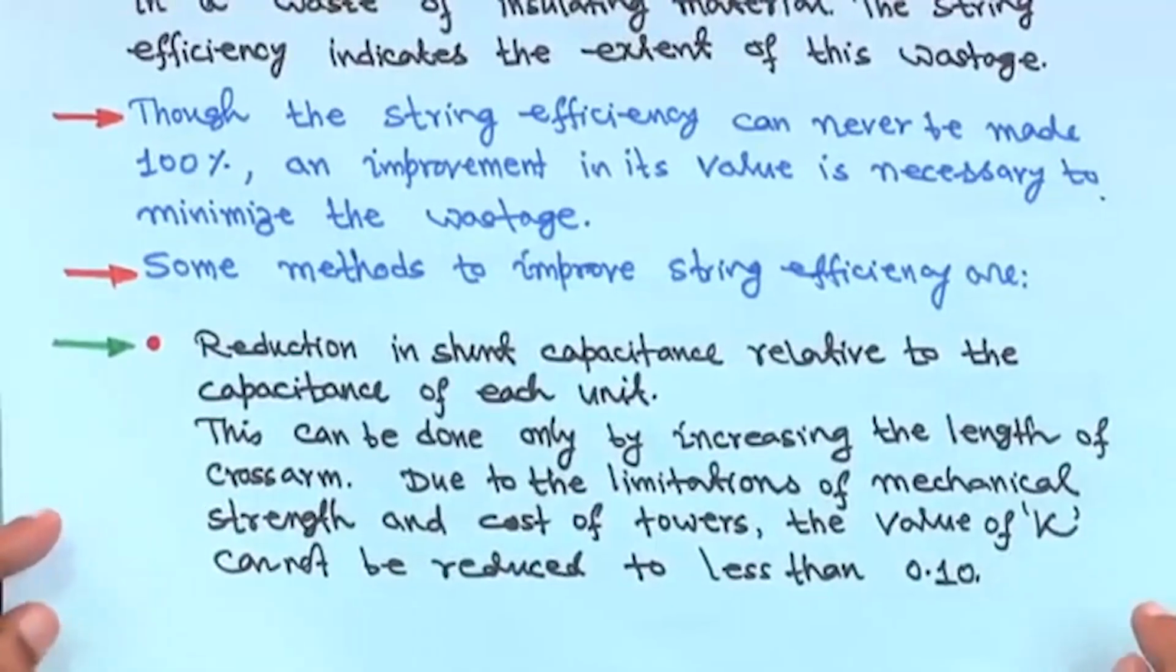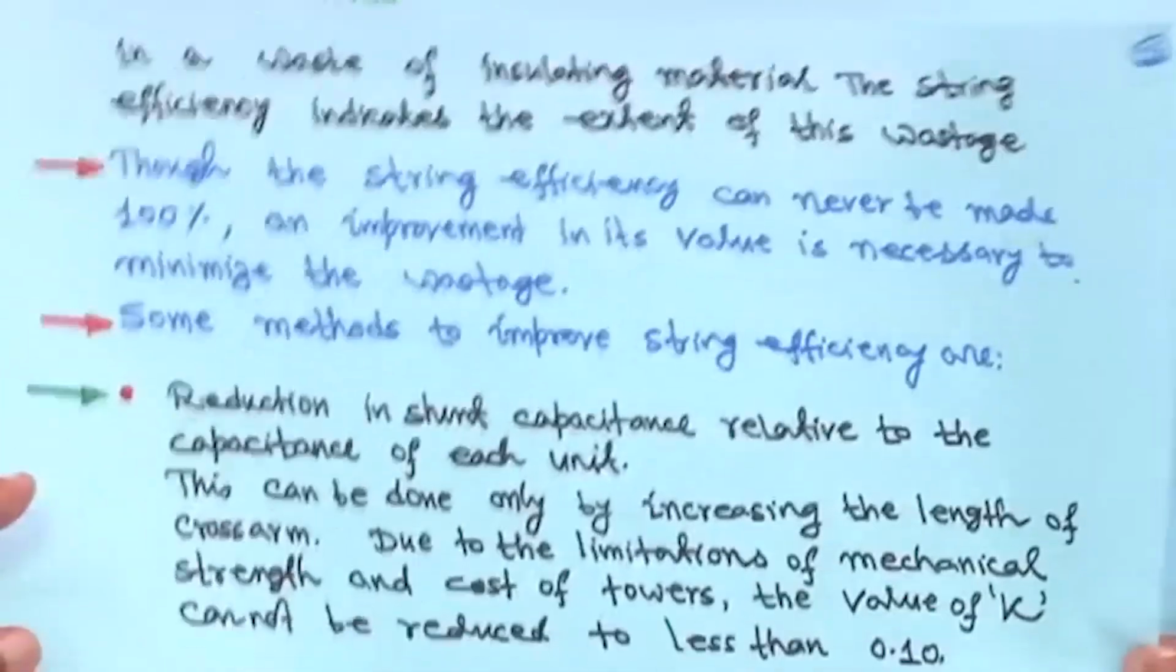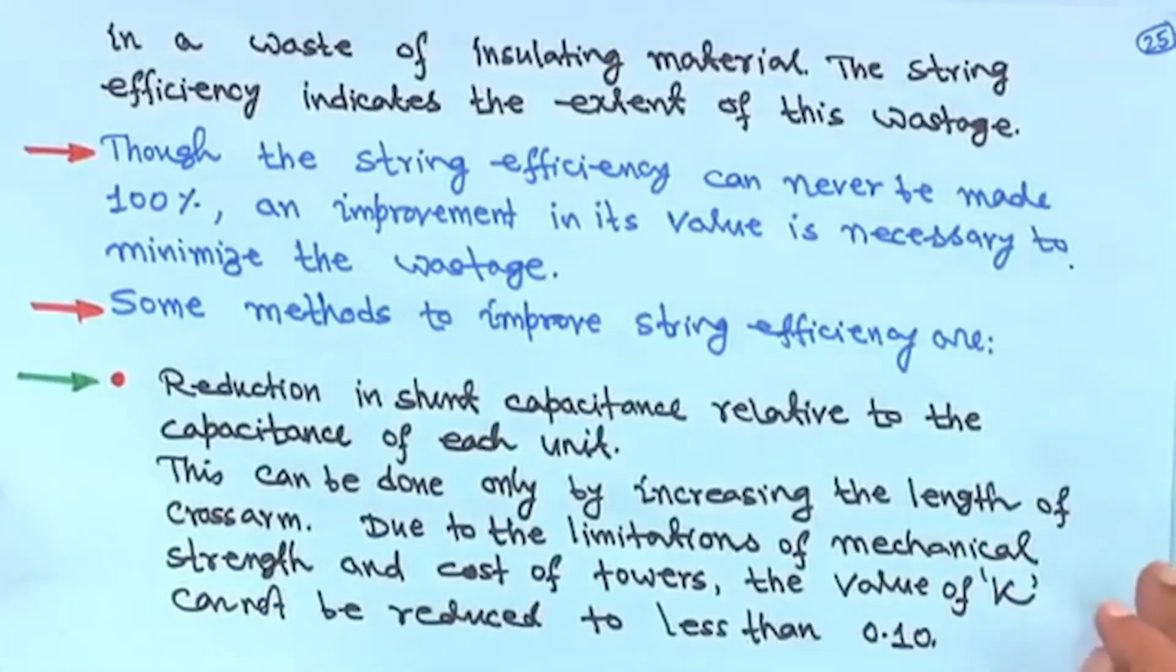So, there are some methods for improving string efficiency, such that if you can reduce the shunt capacitance, then there is a possibility to increase the string efficiency.